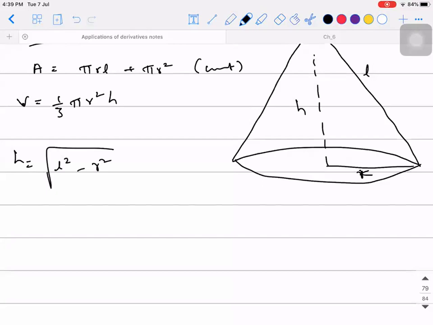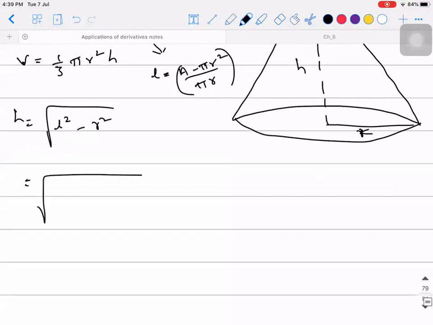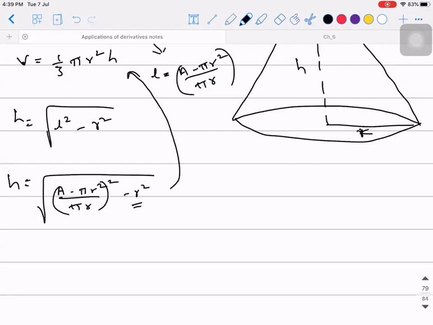So what is the value of L? From this, L will be equal to A minus pi R square divided by pi R. Okay. So take this and substitute it here, square root of A minus pi R square by pi R, the whole square, minus R square. Okay, this is the value of H. Take this and substitute it here. Then volume will be a function of R. You can try in this way also and see whichever is easier. You can take that into consideration.